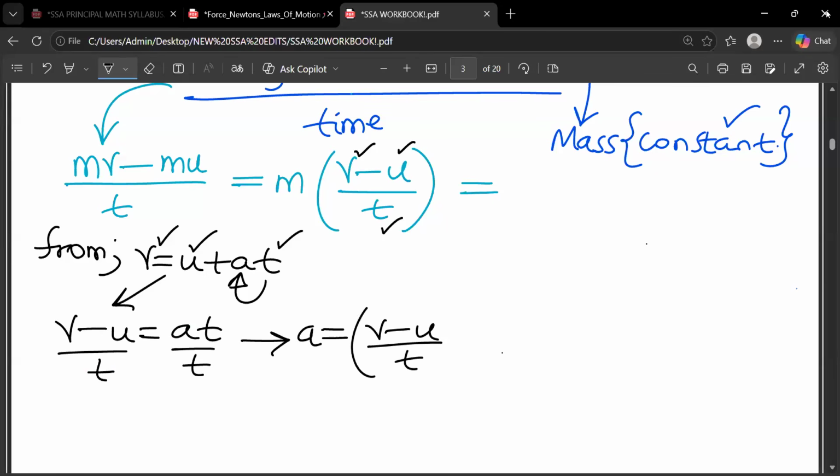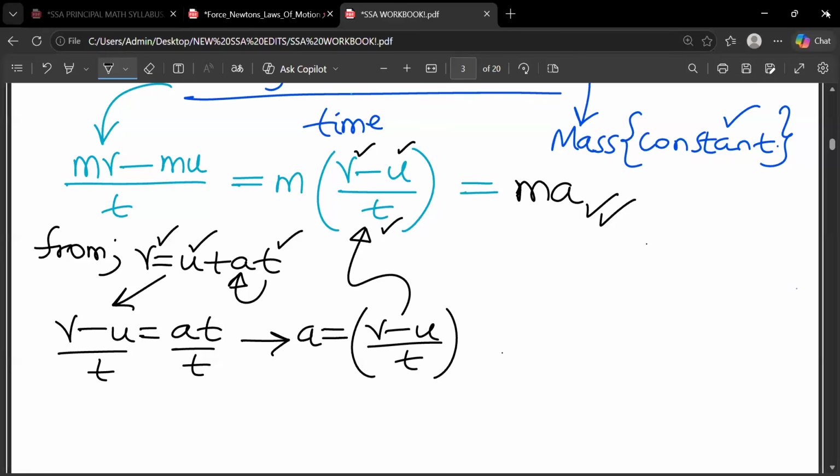So do you see that the whole of this, the v minus u over t, is actually a perfect substitute for that? Do you see how rate of change of momentum really changes to ma? So finally, the rate of change of momentum turns to ma.